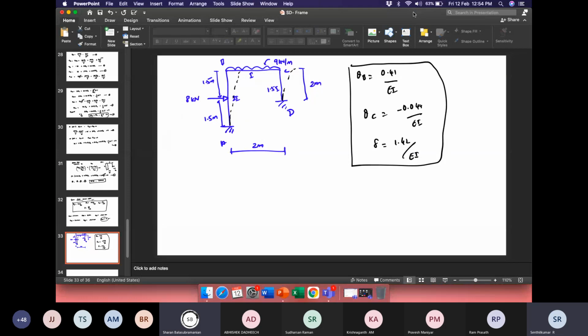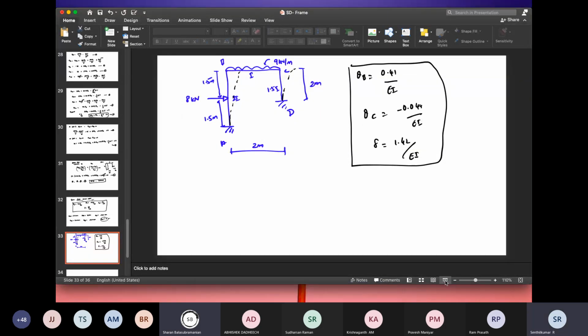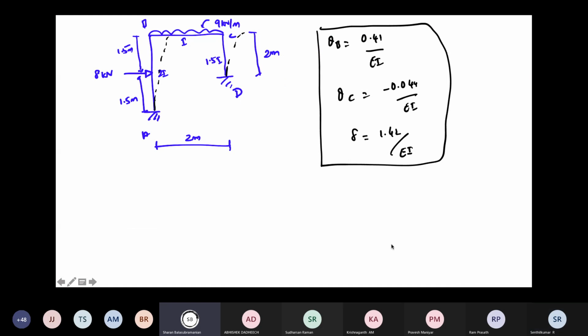Sir, can you suggest some book for practice? Practice sums, I suggested. You didn't get the books? No, sir. Risha, I have informed you, right? It was sent to the group, sir. Yes, okay. So Hibbeler, R.C. Hibbeler, is a fine author for this kind of problem; these frames you will get in it. Slope deflection method, moment distribution method.